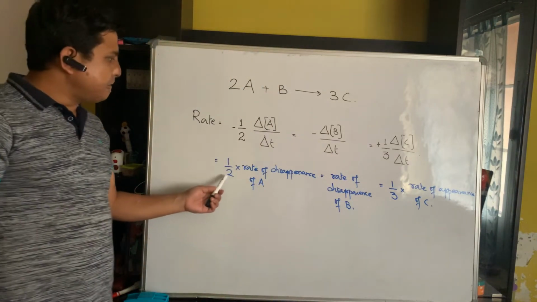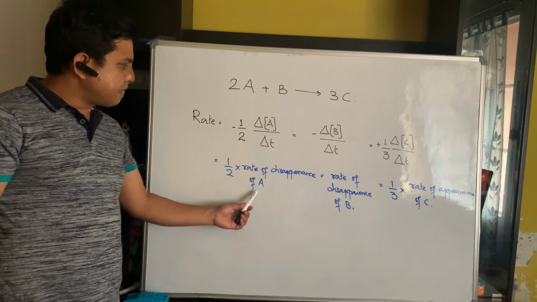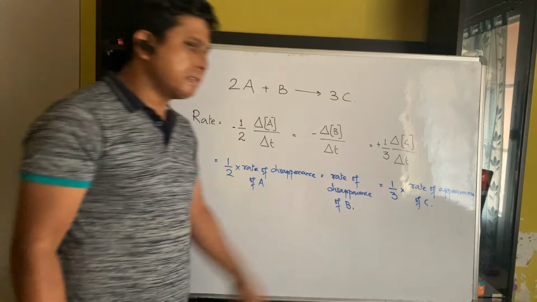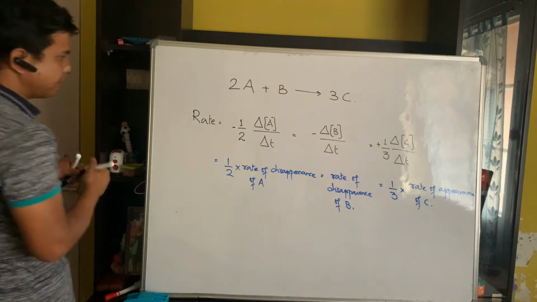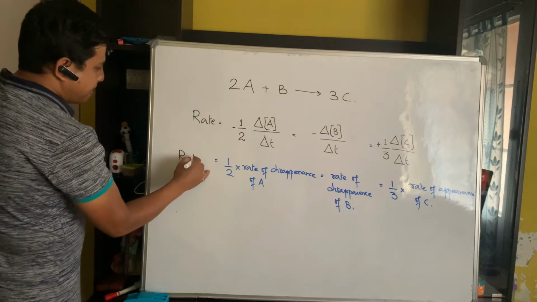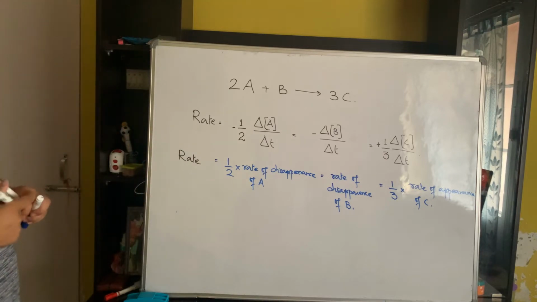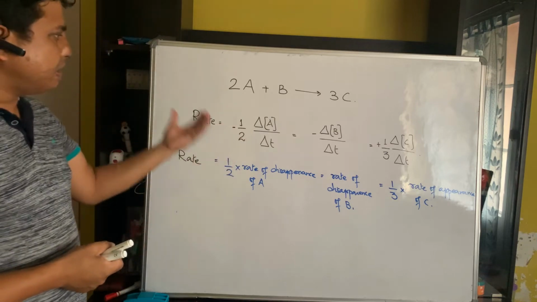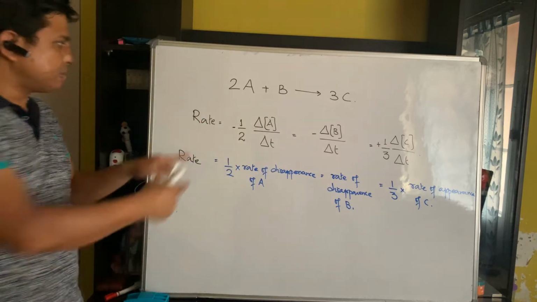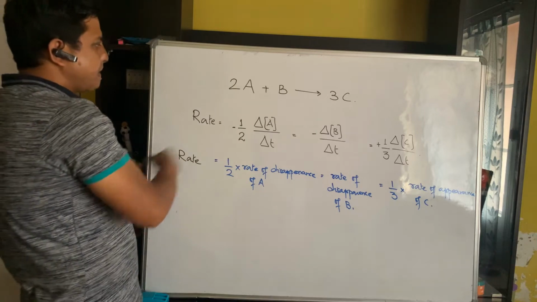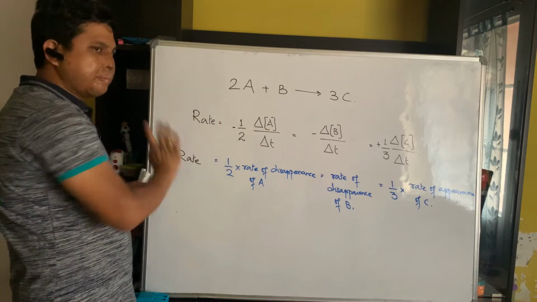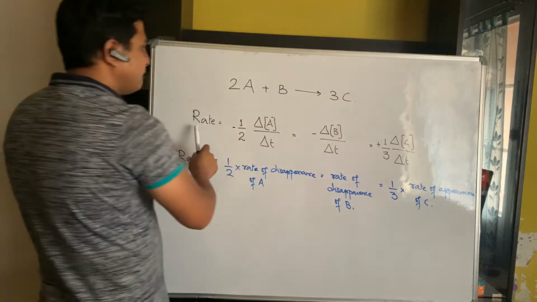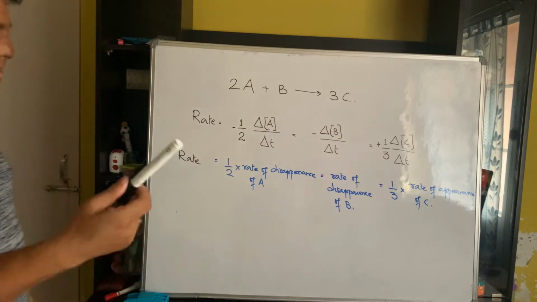So half the rate of disappearance of A is equal to the rate of disappearance of B is equal to 1 by 3 the rate of appearance of C, and all these are equal to the rate of a reaction. Fine. So you should have a clear concept about this idea. This whole thing is equal to the rate, but just minus del A by del T is equal to the rate of disappearance. Similarly, del C by del T is equal to the rate of appearance of C.